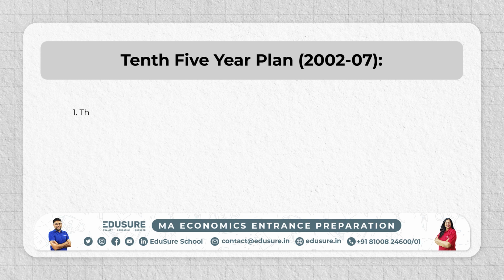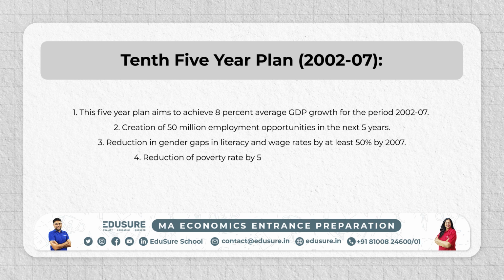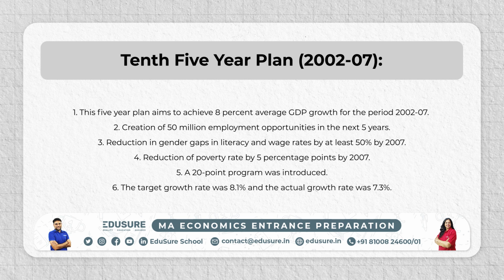Tenth Five-Year Plan, 2002 to 2007. This Five-Year Plan aimed to achieve 8% average GDP growth for the period 2002 to 2007, creation of 50 million employment opportunities in the next 5 years, reduction in gender gaps in literacy and wage rates by at least 50% by 2007, reduction of poverty rate by 5 percentage points by 2007. A 20-point program was introduced. The target growth rate was 8.1% and the actual growth rate was 7.3%.